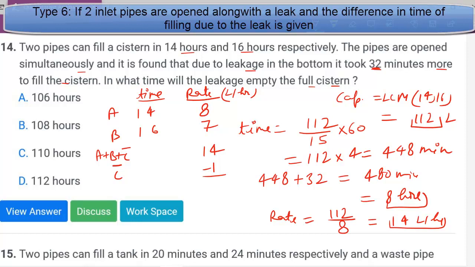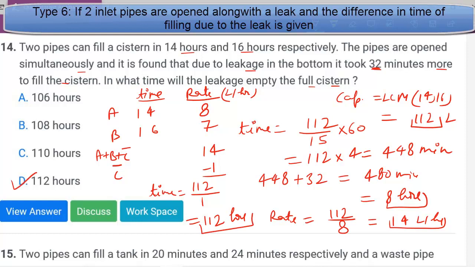So the question is, in what time will the leak empty the full cistern? So the time taken by the leak to empty the full cistern, which has 112 liter capacity, and the leak is emptying it at the rate of 1 liter per hour. So just divide 112 by 1 and you will get 112 hours. That should be the answer. Option D is correct.